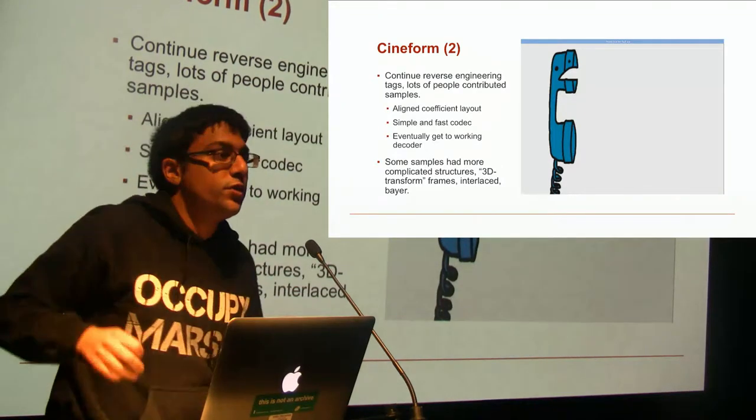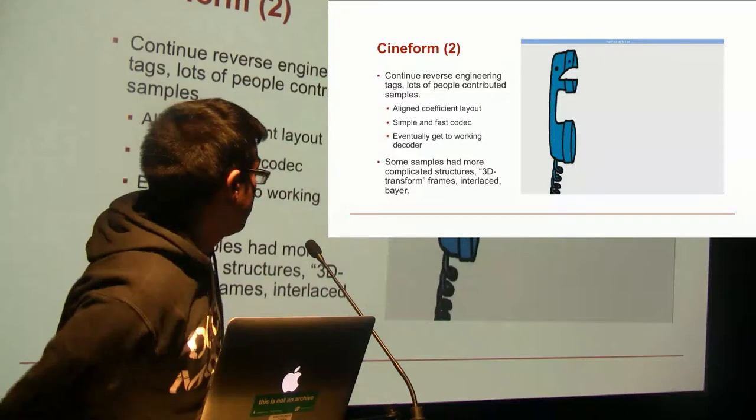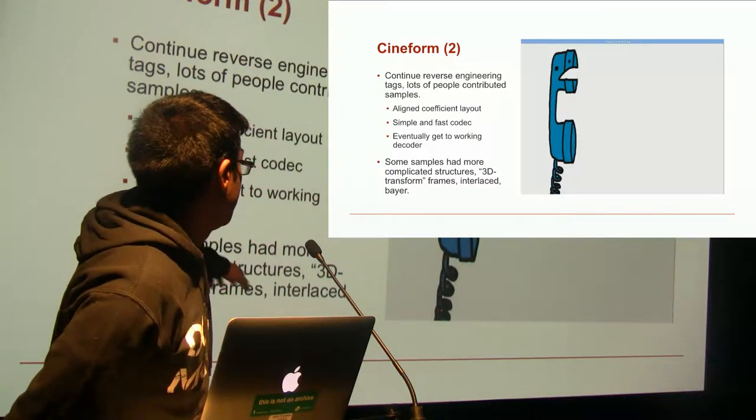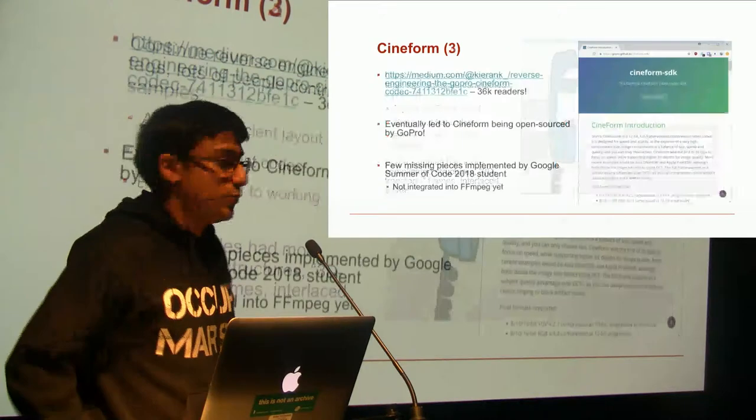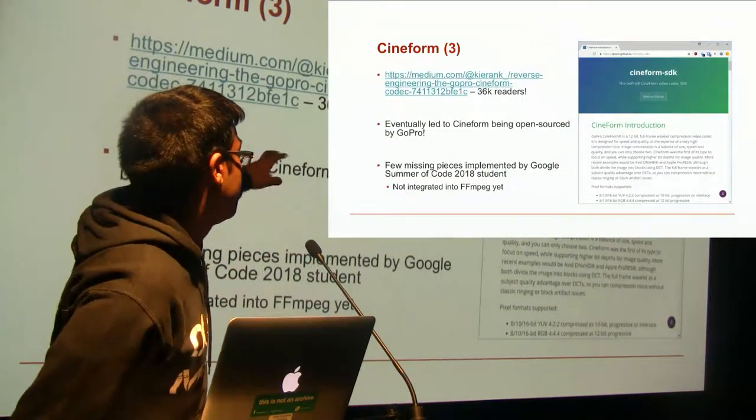But we also discovered that some samples had some much more complicated structures: 3D transforms, interlaced, and Bayer. And so this was documented there. I should use a tiny URL.